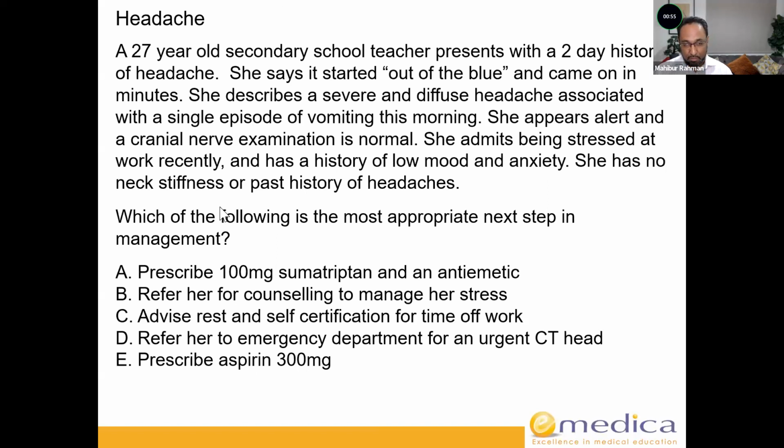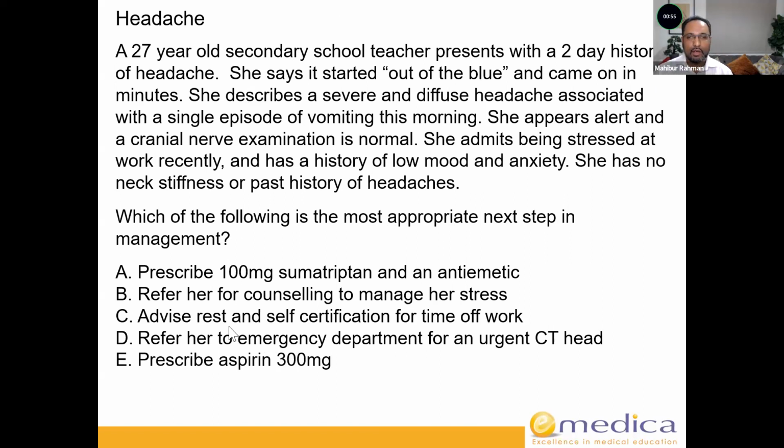All right. So let me ask you a question before we get to the management. And this is an example of a two-step question. It's a hard question, okay? Because the question's asking about the next step in management. But for us to know what is the best management, what we want to do is read through this scenario and think, what's the likely diagnosis?